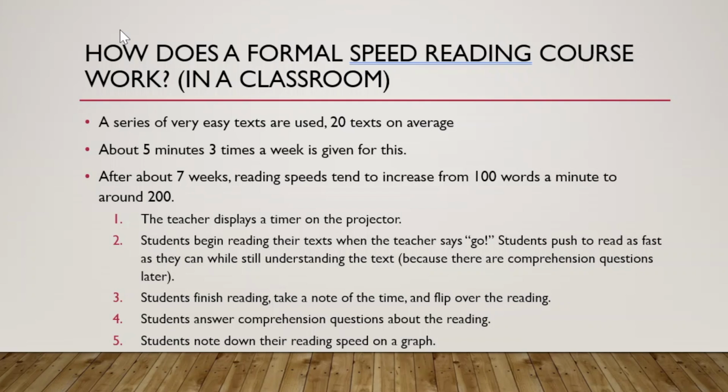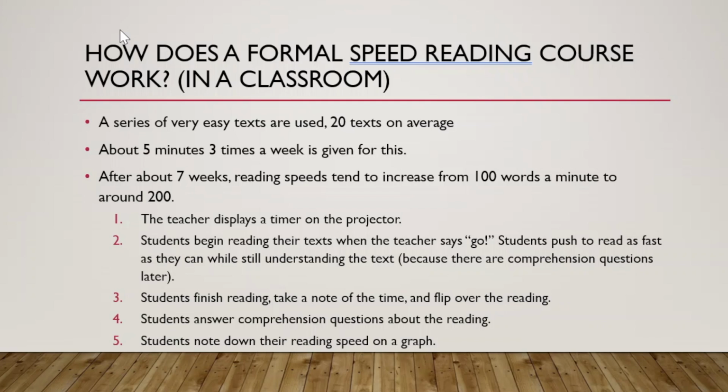So ideally, you'll have a timer on the projector. There are other ways to do this if you don't have a timer. So project 5 minutes on the board, and it counts up from 0 to 5 minutes. So when the teacher says go, the students start reading their text and they try to go as fast as they can.